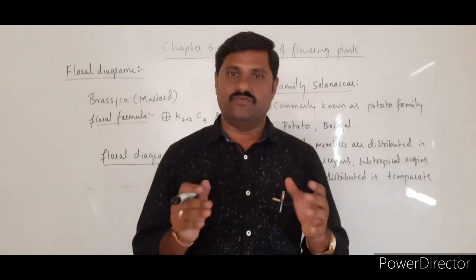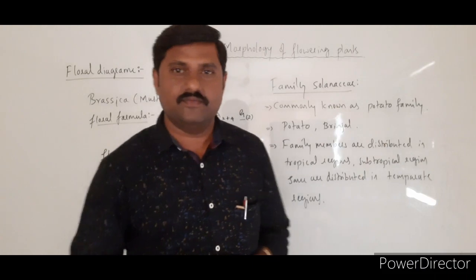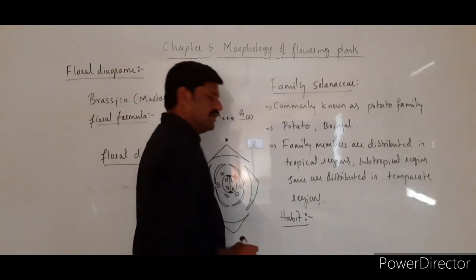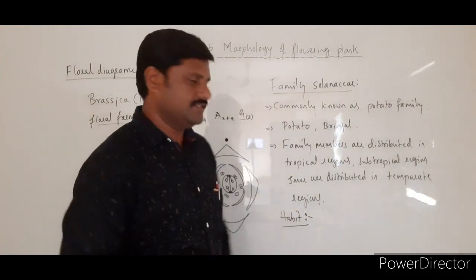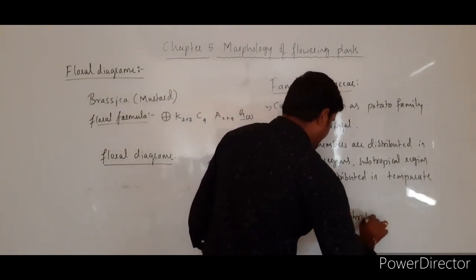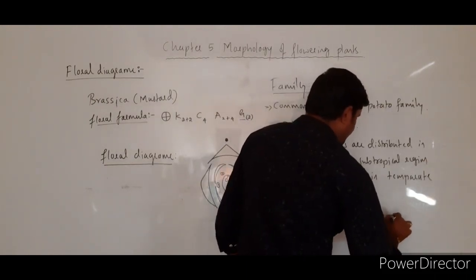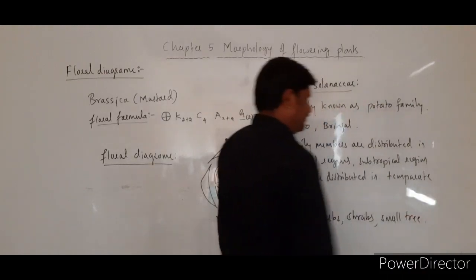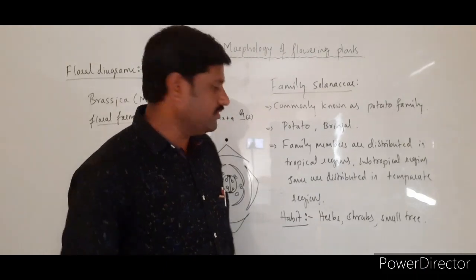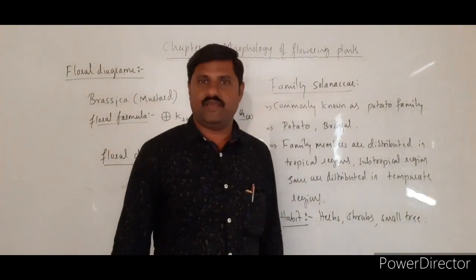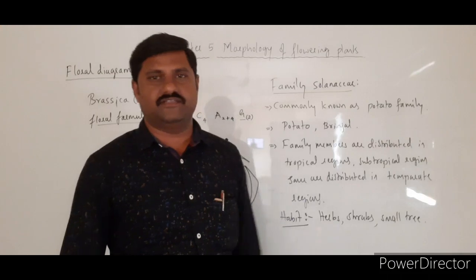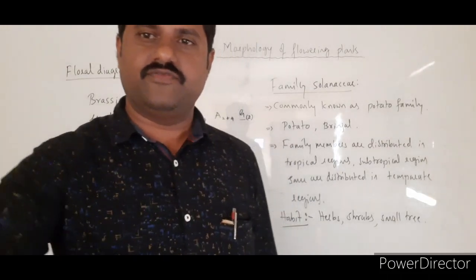So let us start with the first one, the habit of the plant. How is the habit of the plant? Sometimes these plants are herbs, sometimes they may be shrubs. There are some small trees also which come under the family Solanaceae. Some are herbs, some are shrubs, some are small trees itself.